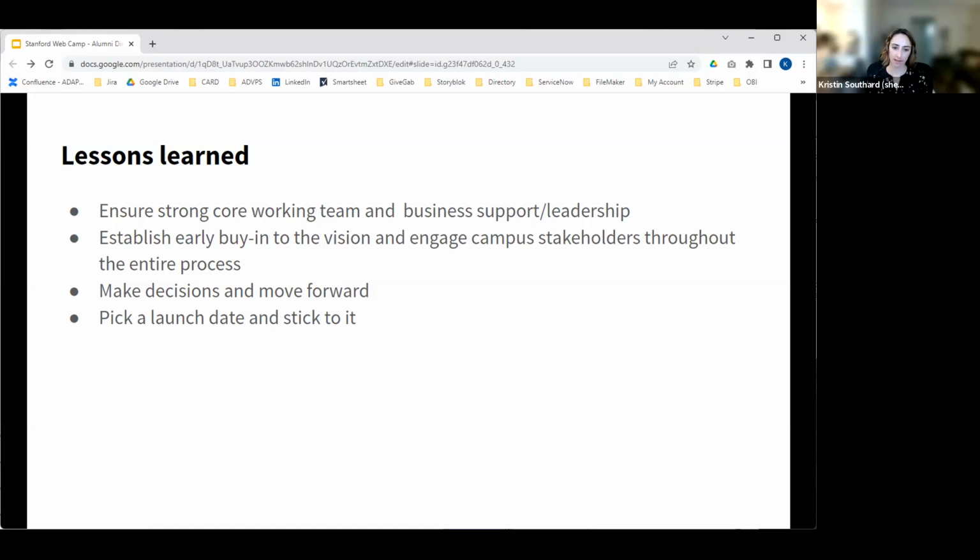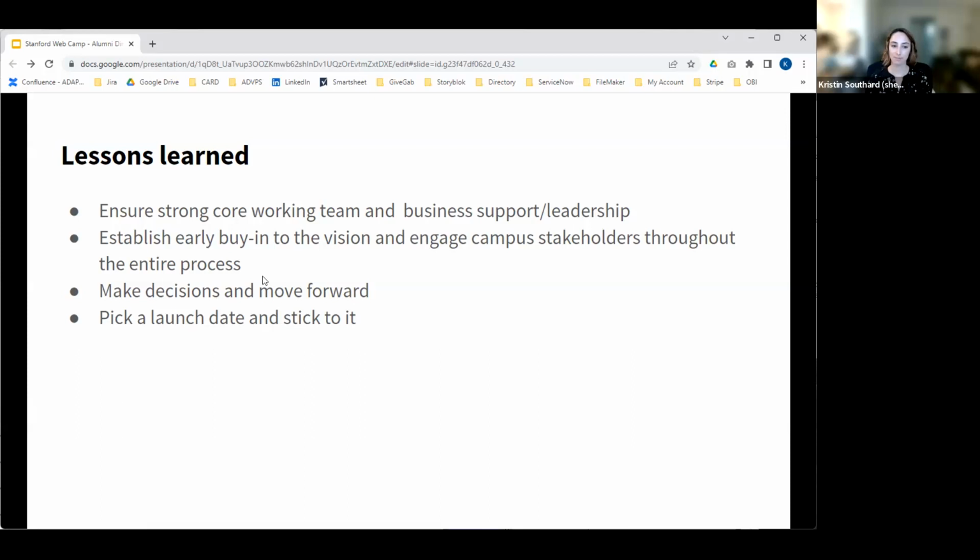The other item is, I think, establishing early buy-in to that vision. So to go back to that vision slide of just having something that really grounds us in what we are trying to do and how to do that, I think really made a difference when engaging with campus stakeholders throughout the process. So I think also talking to them regularly, having check-ins with them, whether that emails, meetings, I think even just one-on-one conversations, even with our business lead, I think was critical. We would not have gotten to a one directory without that.